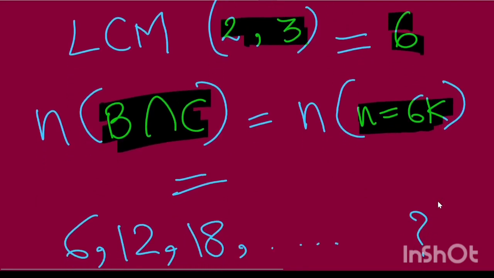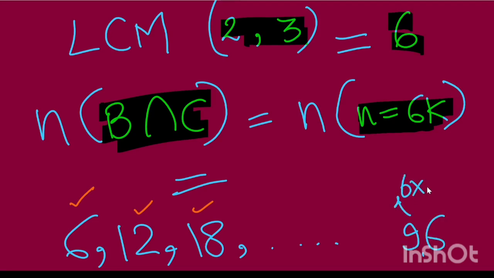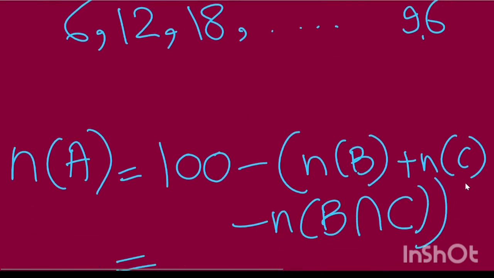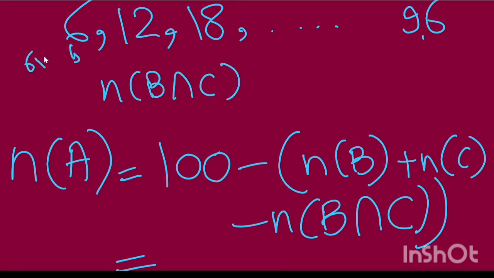So n equals 6k. The first number is 6, then 12, 18. Now what is the last term which is less than or equal to 100 and a multiple of 6? If you think a bit, 6 into 16 is 96, the last number closest to 100 that is a multiple of 6. So for n(B intersection C), the first number is 6 into 1, the last is 6 into 16. So n(B intersection C) has to be 16.